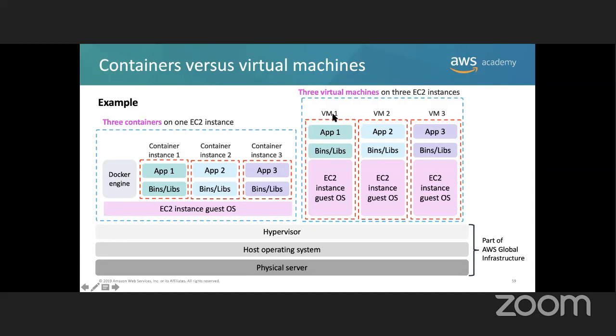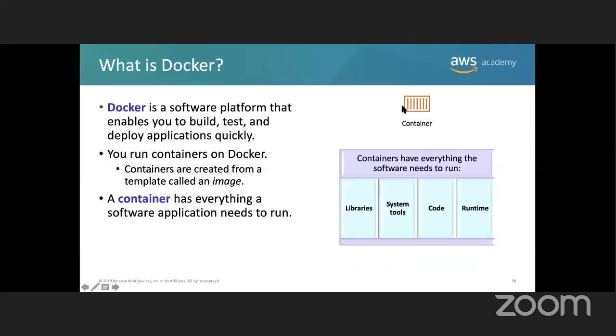You have the VM, the virtual machine 1, 2, and 3. You have application 1, application 2, 3. You have the bins and the libraries here, and then you have the EC2 instance guest operating system, right? That will be Linux or Windows or whatever operating system you choose, right? So this will be 3 virtual machines, right?